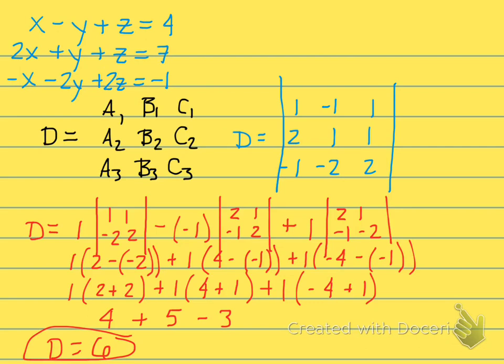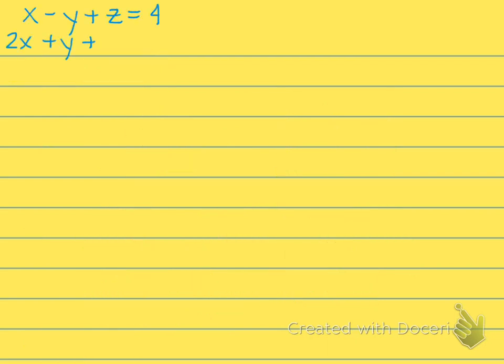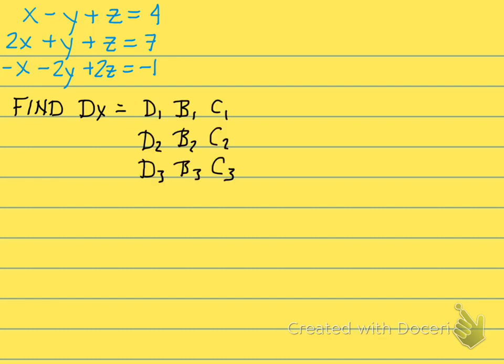So keep this value, hang on to it, because we're going to end up needing to find 4 values. Remember, we need to find D, D sub X, D sub Y, and D sub Z. Let's keep going. So again, same thing. Now we're going to find D sub X. Now let's remember, when we do D sub X, think of it like we're substituting our X values for our D column. Okay, so now our X values are gone and we've substituted our D column. So when we rewrite this, we're going to take that 4, 7, and -1 and write it in place of A1, A2, and A3. Now, B and C, 1, 2, and 3 will stay the same.